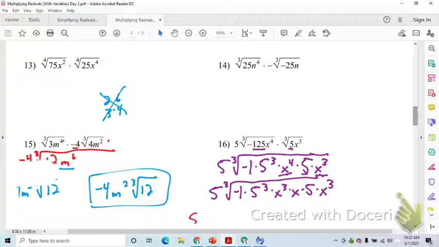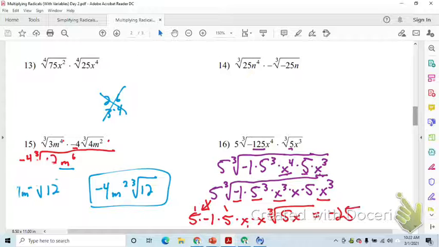So this 5 is still out there. What is the third root of negative 1? It's negative 1. What is the third root of 5 to the third? It's 5. What is the third root of x to the third? It's x. What is the third root of this x to the third? Another x. Everything else inside is just a 5x. So now all I have to do is clean up the outside. 5 times negative 1 times 5 is negative 25. X times x is x squared. And then I have the third root of 5x still inside. So that's that. All right. Thank you.